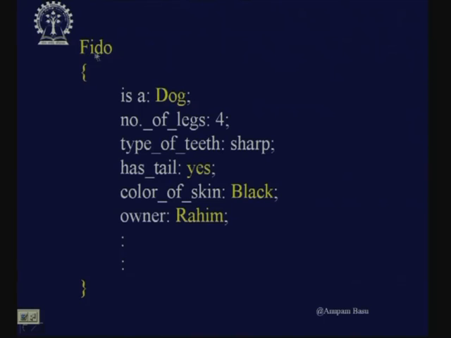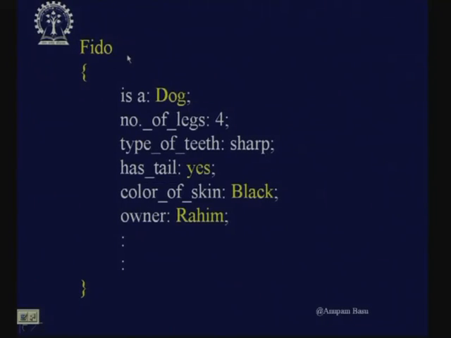So, you see that every object, and we have seen that the slots can be of different types and the slots are instantiated with values. Now, let us quickly look at a correlation between semantic nets and frames.